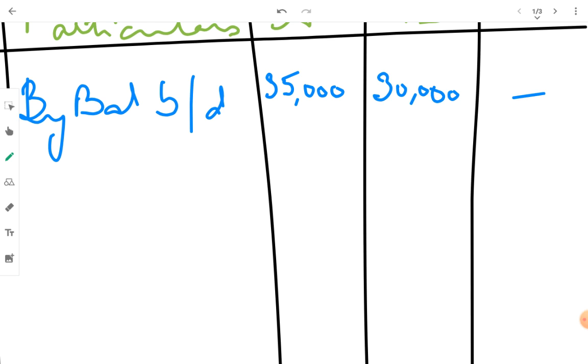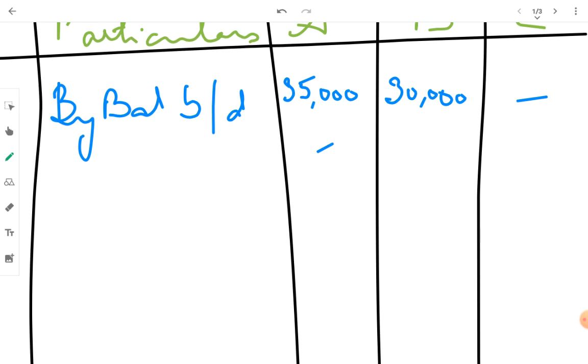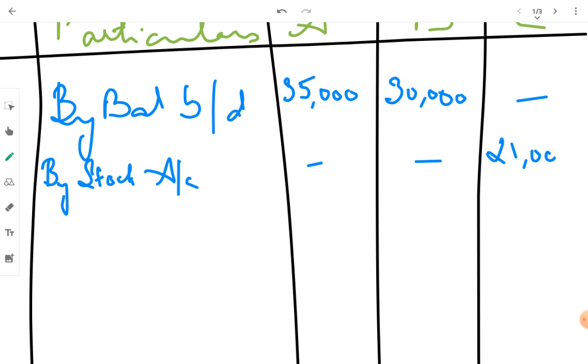And then additionally, let's concentrate again on the balance sheet and see what else is there and compare it also with the additional information. So on the 1st of January 2015, C joins the firm and brings in the following assets. So he has brought in assets in the form of stock. In the form of stock. So let's write that down by stock account. By stock account, and C is the one who is bringing it in, and he brought in stock rupees 21,000.